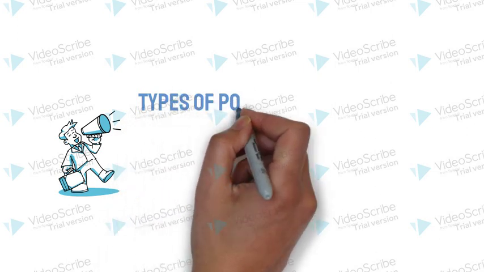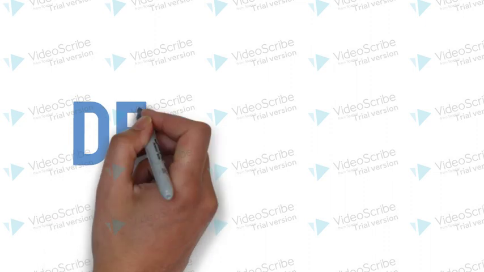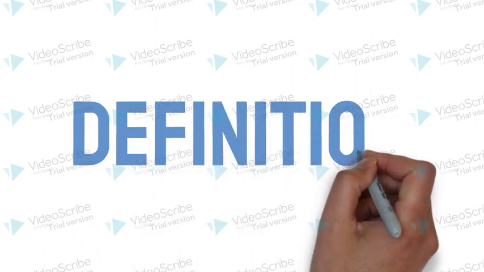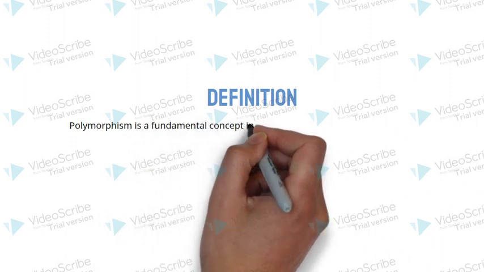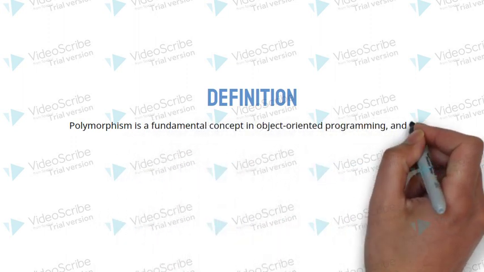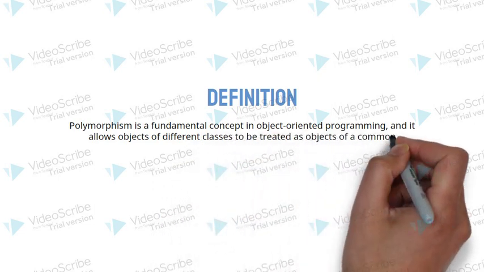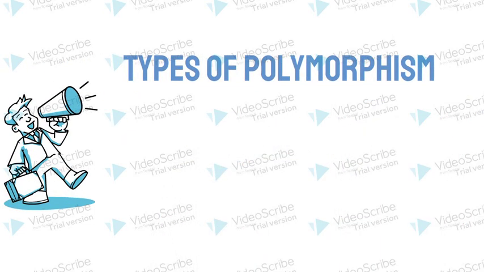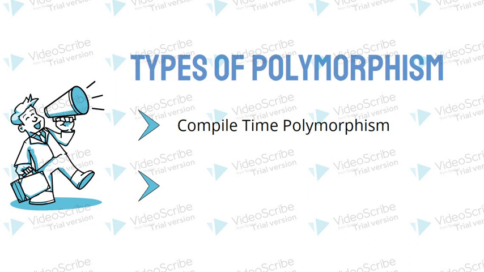So today we are going to discuss types of polymorphism. First, we can see the definition of polymorphism that we discussed in our last video. Polymorphism is a fundamental concept in object-oriented programming, and it allows objects of different classes to be treated as objects of a common superclass. Polymorphism has two types: compile-time polymorphism and runtime polymorphism.